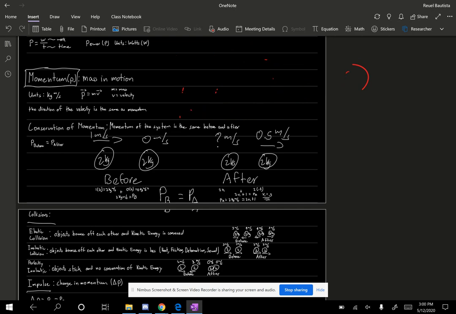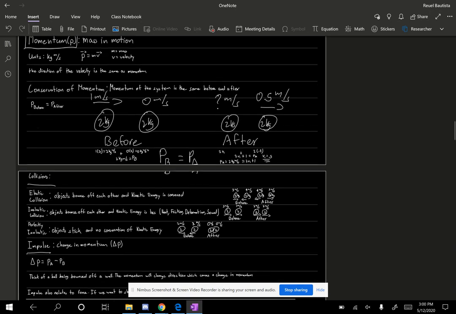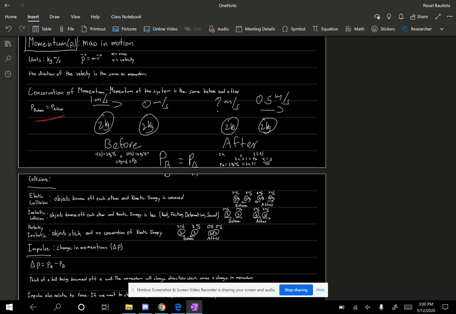Very important to understand that we have something called the conservation of momentum. What that means is the momentum of the system before is the same as the momentum of the system after. So the P before and the P after will always be the same. An example I have here is two 2-kilogram objects, where one of them is moving at 1 meter per second to the right, and the other one is not moving.